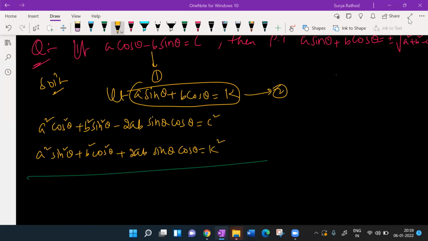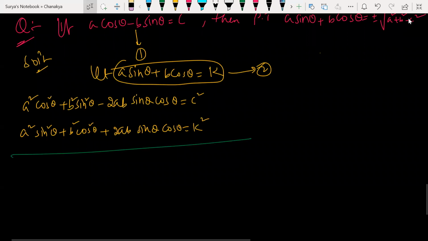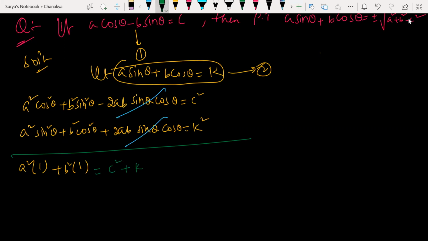Yes, children. So look at this now. A square, if I take a square common, sin square theta plus cos square theta gives me 1. I'm adding both the equations. You understand? So here b square into sin square theta plus cos square theta gives me 1. And this and this fully will get cancelled. C square plus k square.